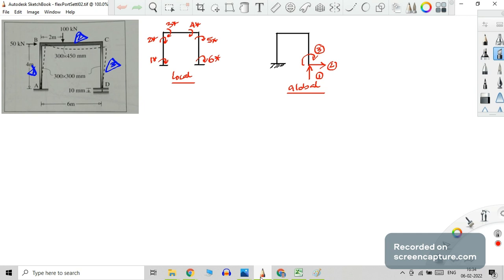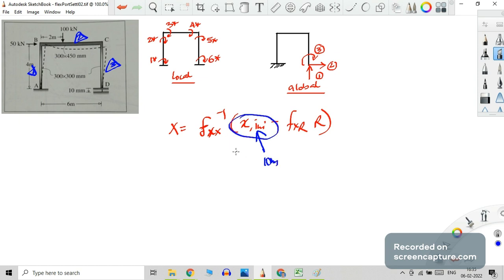But in this particular problem, we have the opportunity of taking the settlement into small x. So directly in the solution equation, what is the solution equation? Capital X equal to F_xx inverse times (X initial minus F_xrr). This equation we have derived. So what I mean to say is that we can directly keep our settlement in this particular vector. No further modifications etc. are required. So that is our objective.